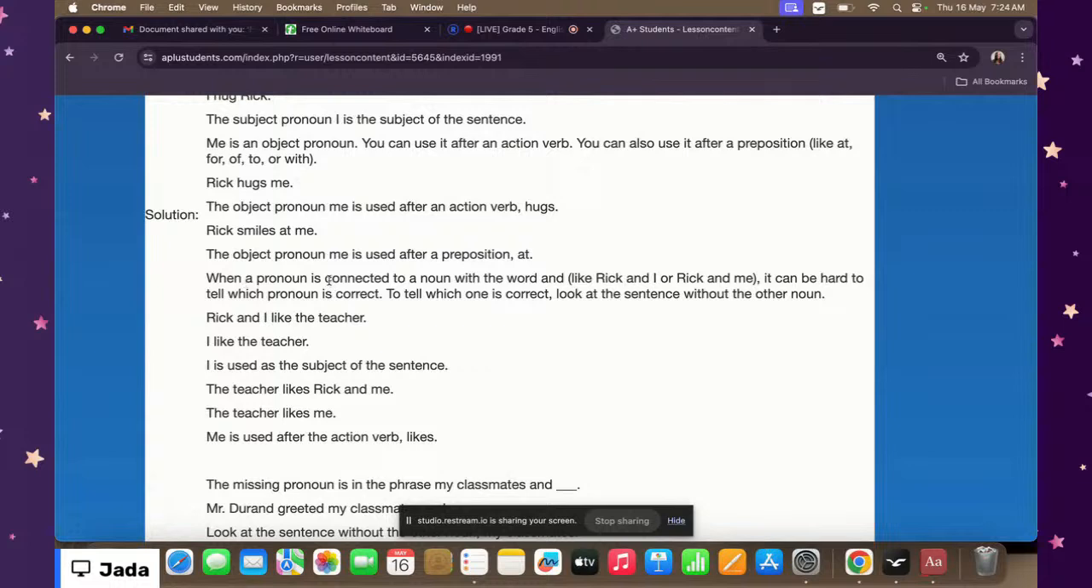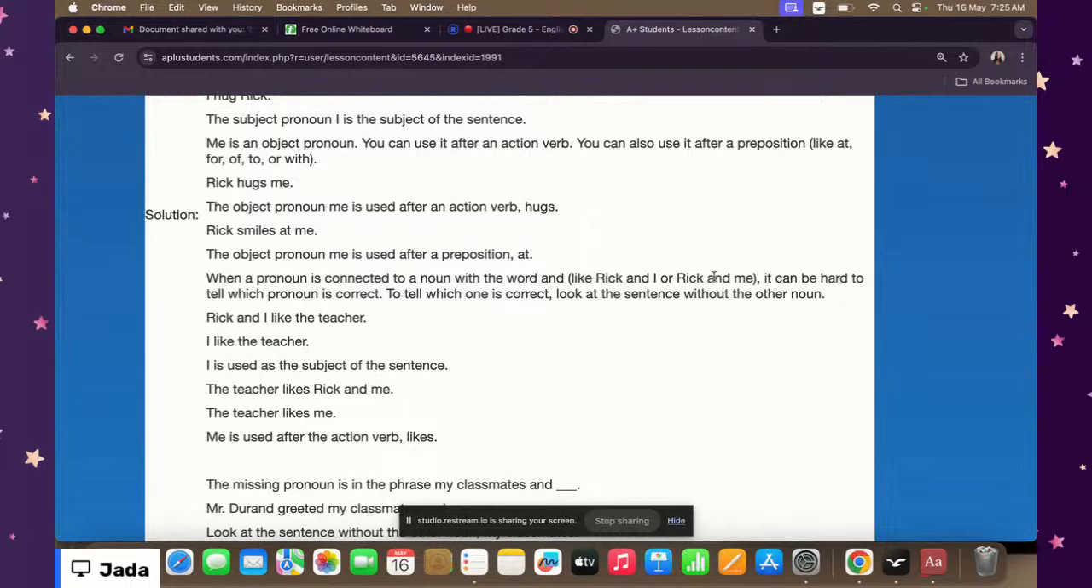Now, when a pronoun is connected to a noun with the word "and," just like Rick and I, or Rick and me, it can be hard to tell which pronoun is correct. So to tell which one is correct, look at the sentence without the other noun.